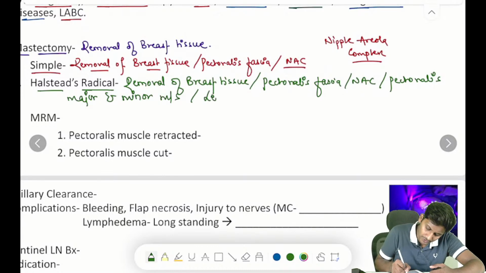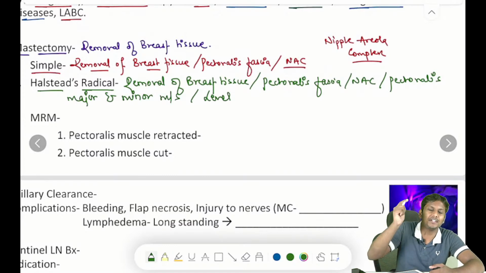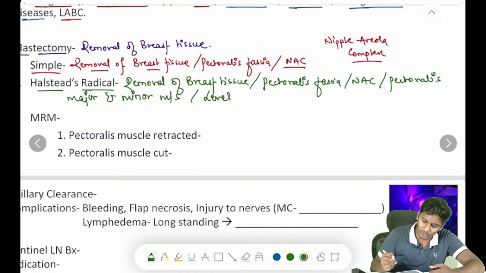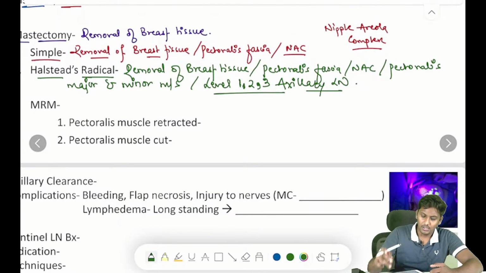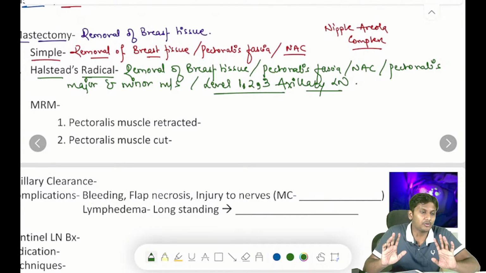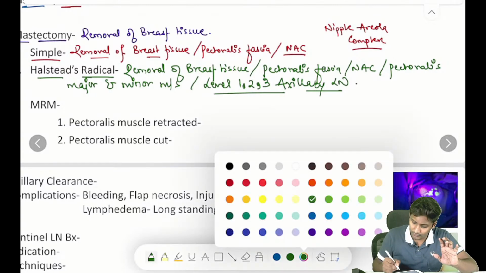Along with that, we are also going to remove the axillary lymph nodes. How many levels of axillary lymph nodes do we have? Level 1, 2 and 3: lateral, behind and medial to the pectoralis minor. So all those level 1, 2 and 3 axillary lymph nodes are also removed. That has to be remembered. Please remember, see how many structures are being removed. We are removing the breast tissue, the pectoralis fascia, the nipple areola complex, the pectoralis major and minor muscle, and even the level 1, 2 and 3 axillary lymph nodes. That has to be remembered.